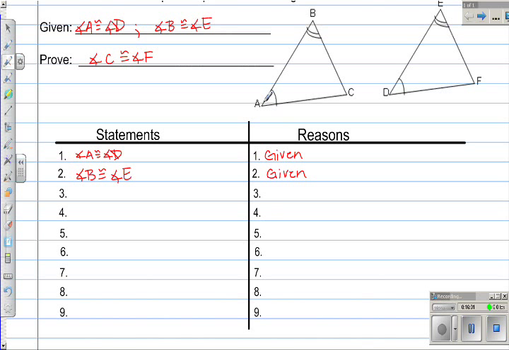Well, from here, we know that all the angles of a triangle add up to 180 degrees. So I'm going to go ahead and say that the measure of angle A plus the measure of angle B plus the measure of angle C equals 180. And that's our triangle sum theorem. It's the same thing for the other triangle, so I can also say measure of angle D plus measure of angle E plus measure of angle F equals 180 degrees. Again, by the triangle sum theorem.